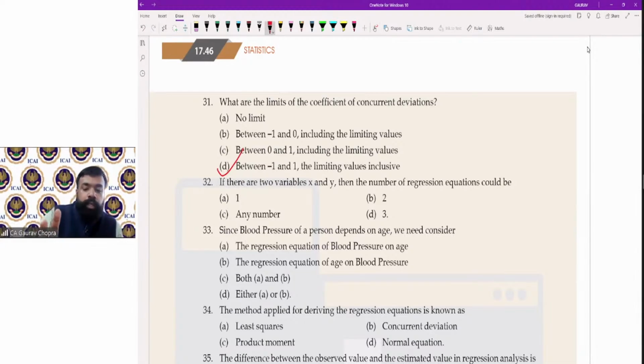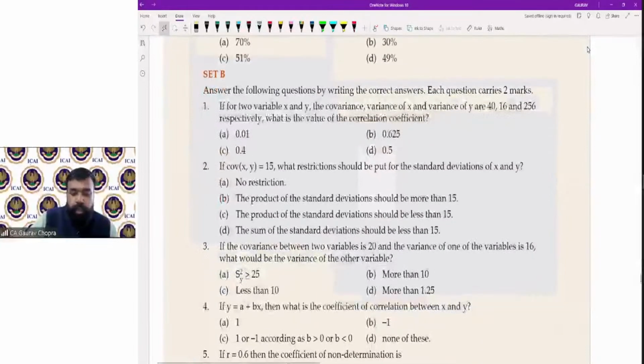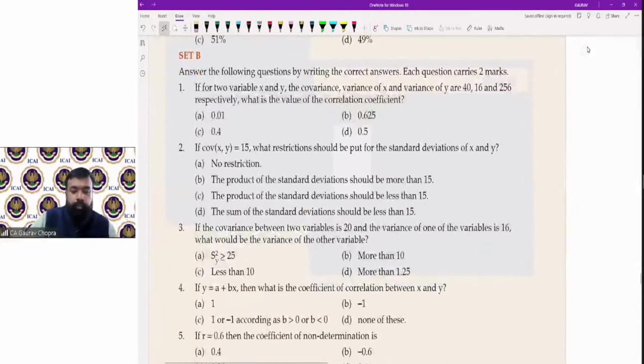From here your regression has started. This we will be covering in the next class. And from set B, you can try some of the questions. Let's try the first one here.